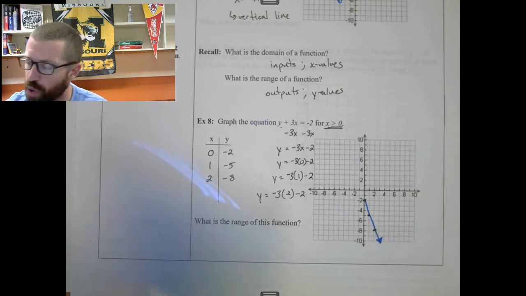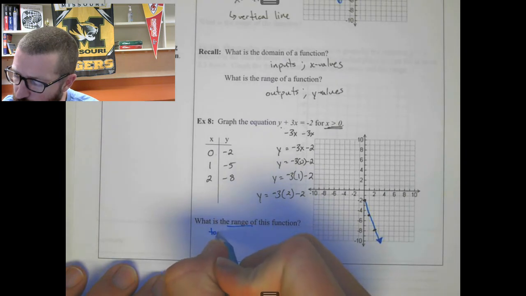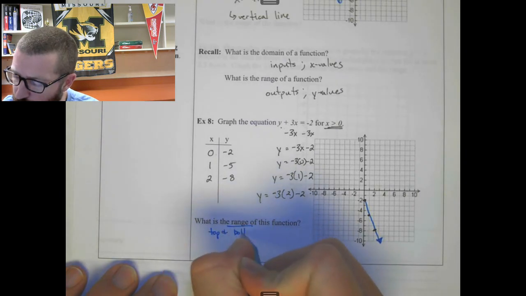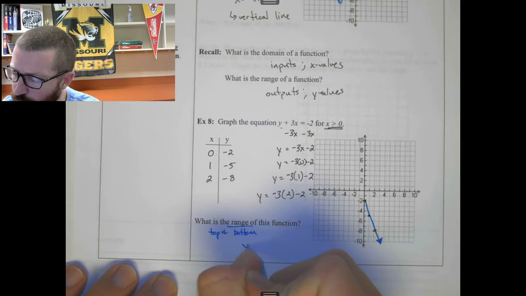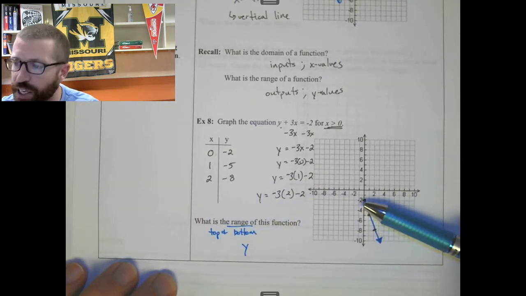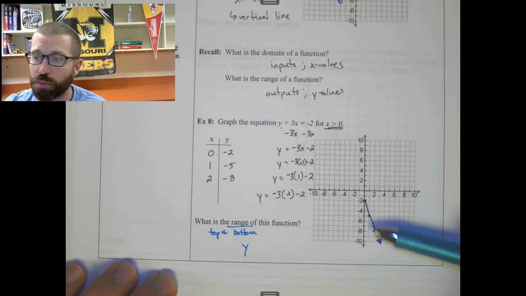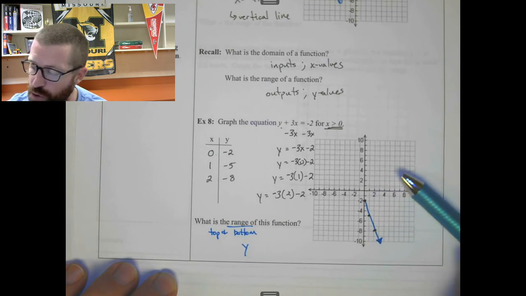The range is the y values. So think the top and bottom when you think about range. So what are the possible y values? Well, the highest point on the graph is -2. And the graph is all below that. So the range would be y is less than or equal to -2.